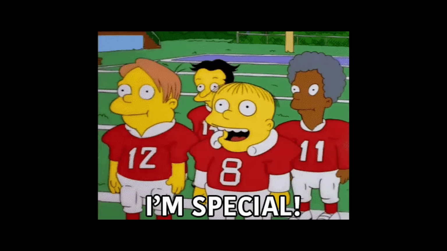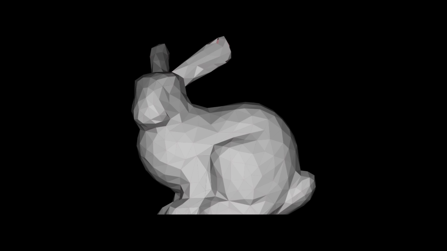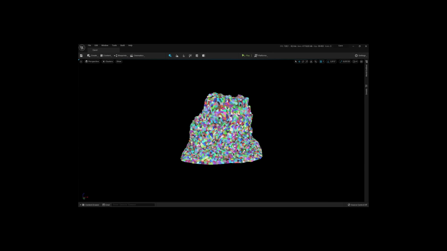Firstly, mesh shaders work very differently from vertex shaders. Instead of being run on an entire mesh, mesh shaders can typically only operate on a maximum of 256 vertices. To allow this to work on meshes with millions of vertices, we subdivide the mesh into meshlets. If you've ever seen the cool Nanite visualization with all the colorful patches everywhere, those are meshlets.